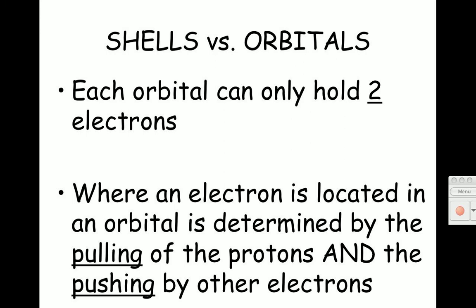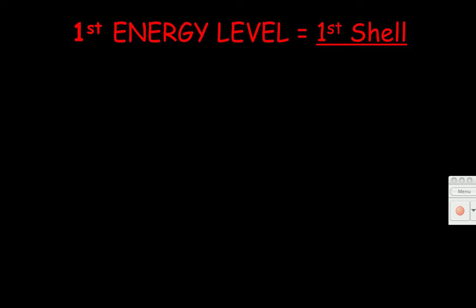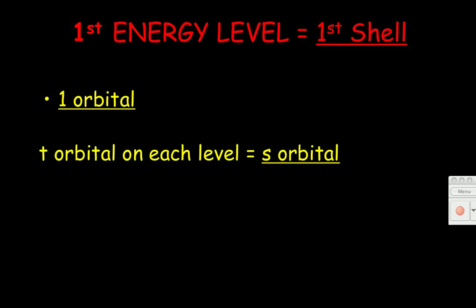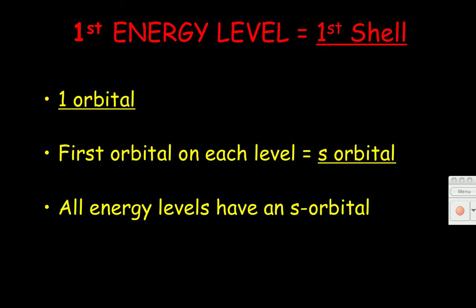What I want to spend the rest of this session on is combining this idea of shells and orbitals and talking about the number of electrons that we can actually find at each of these. So we're going to start with our first energy level, which is our first shell. Our first shell contains only 1 orbital, and that is the first kind of orbital that we find on any level, the s orbital. The s orbital is found on all of our different energy levels.